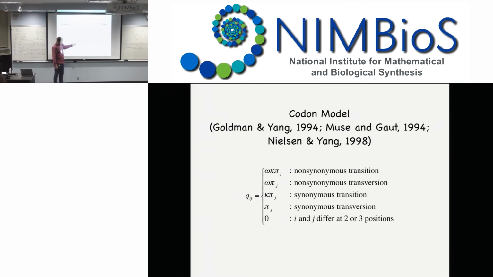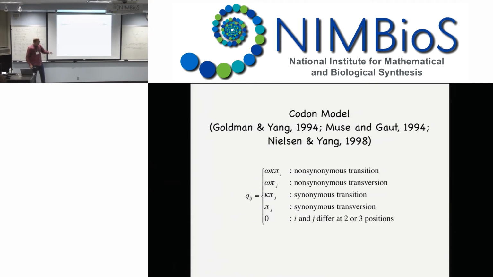You put a pi j in if it's a synonymous transversion. The single change, the transversion, and synonymous. So a synonymous change, just in case you don't know: the genetic code is redundant. 20 amino acids, 64 possible codons. So there's a lot of changes in the sequence which will not change the amino acid that's coded for because of this redundancy. So those are called synonymous changes. Non-synonymous changes are ones where a change in the DNA sequence also changes the amino acid that's coded for.